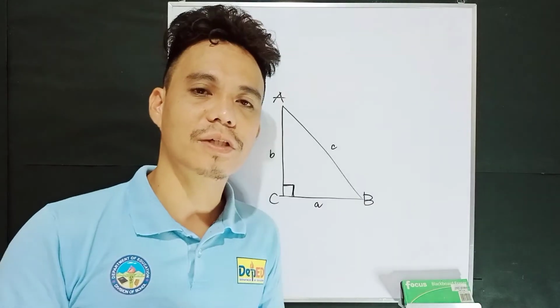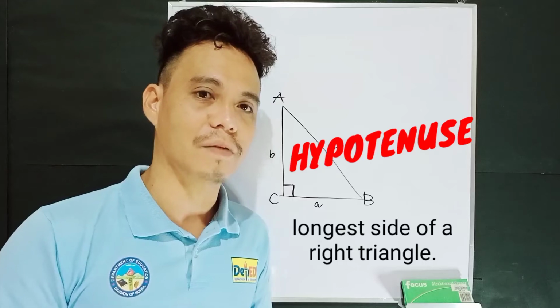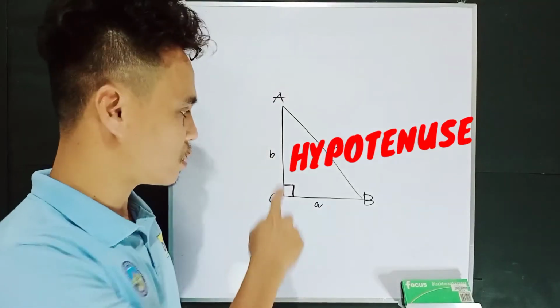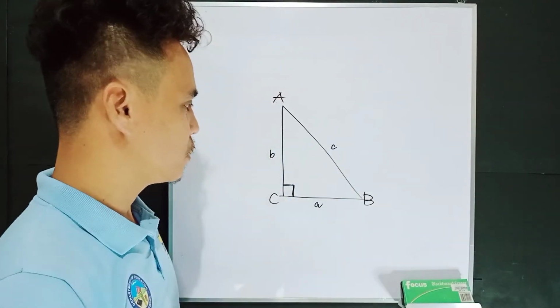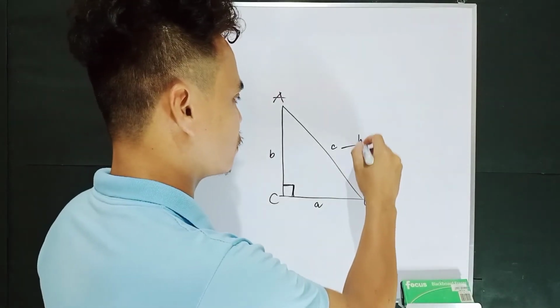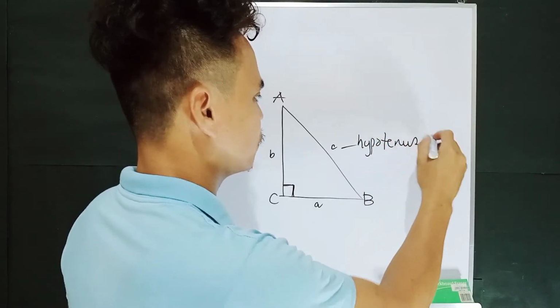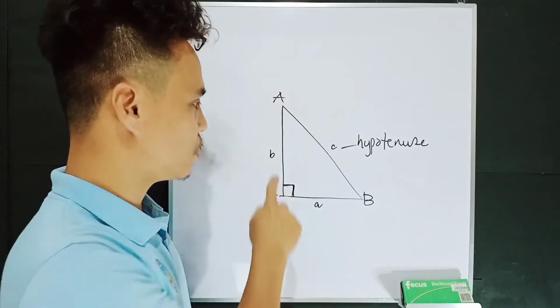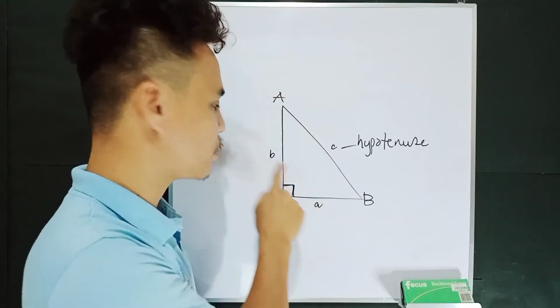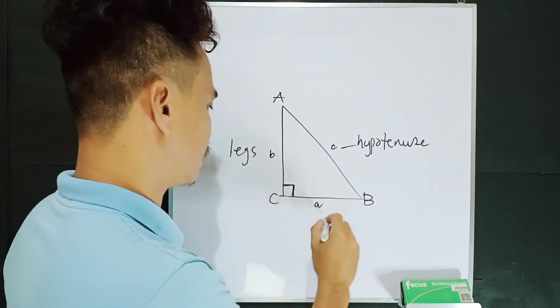The hypotenuse, guys, is the longest side of a right triangle. So, in this case, I have here the figure. So, your hypotenuse there is your side C. This side is your hypotenuse. And your side A and your side B are the legs. So, these are the legs.